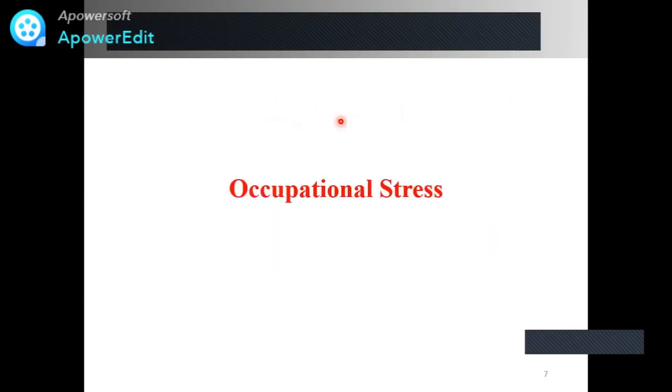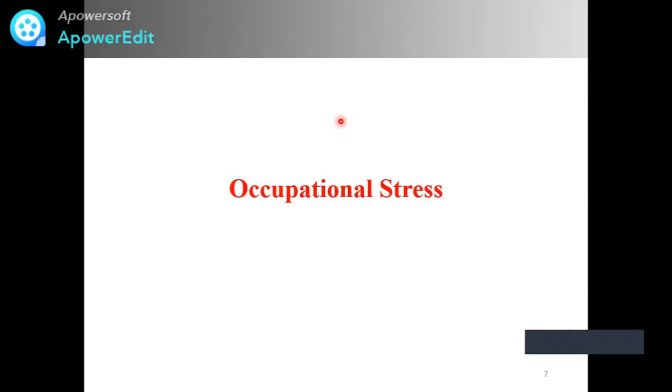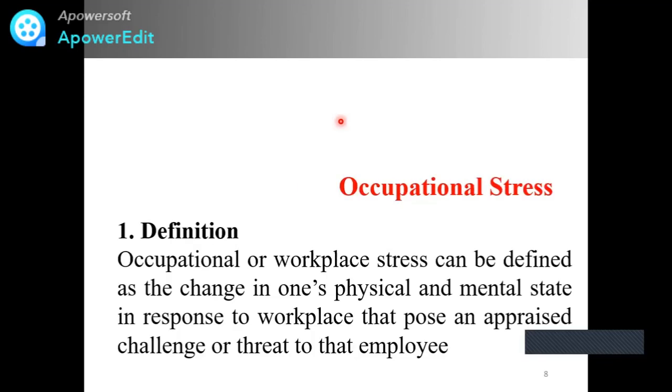Then the last one, occupational stress. Occupational stress is a common topic for all, especially in the modern era. Then what is the meaning of occupational stress? Occupational or workplace stress can be defined as the change in one's physical and mental state in response to workplace conditions that pose an appraised challenge or threat to the employee.